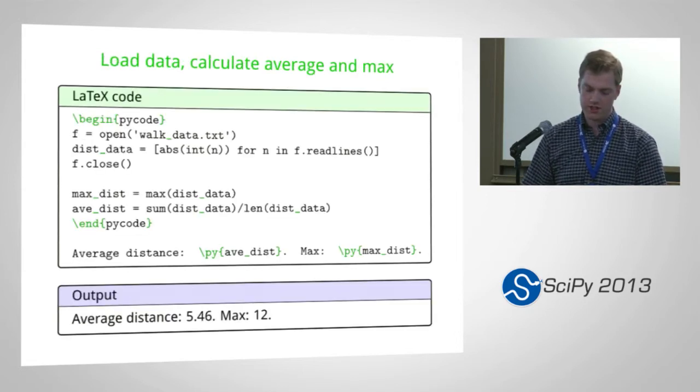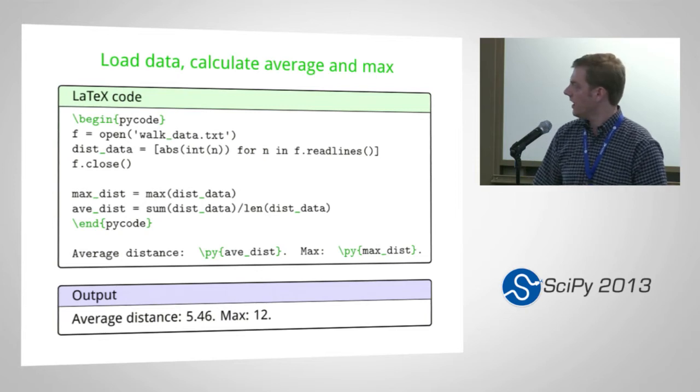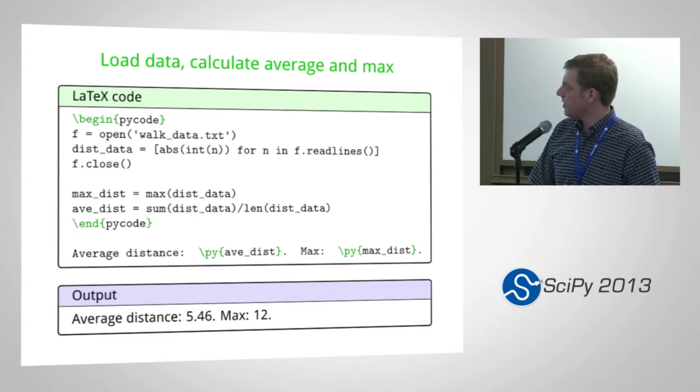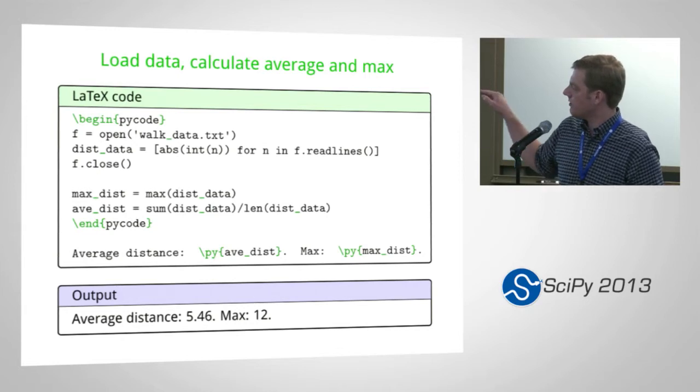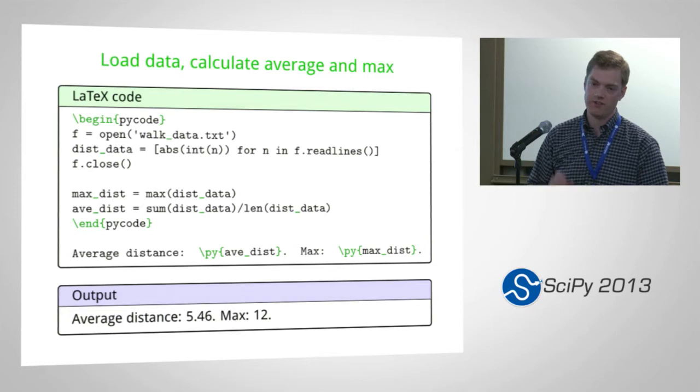So I'm going to use the same pycode environment. At the top there, I'm just reading in the data set. I don't even have to use any special imports in this case, just use the max, sum, and len functions. And then after the end of the pycode environment, I'm referring back to the variables that I had defined earlier using the py command. And one of the really nice things about this is I don't have to go back and copy some numerical values into my paper.